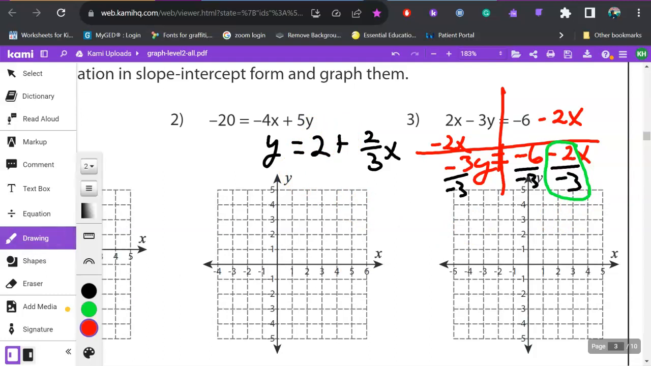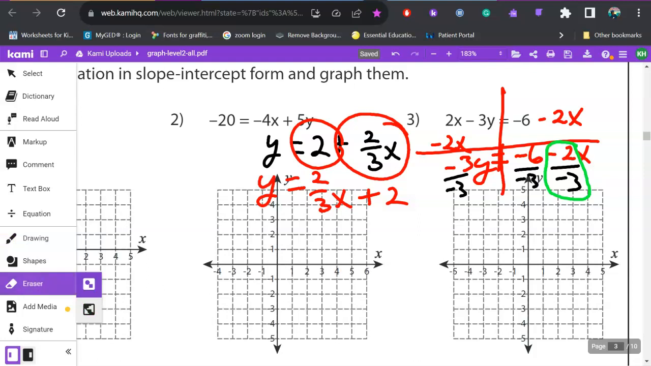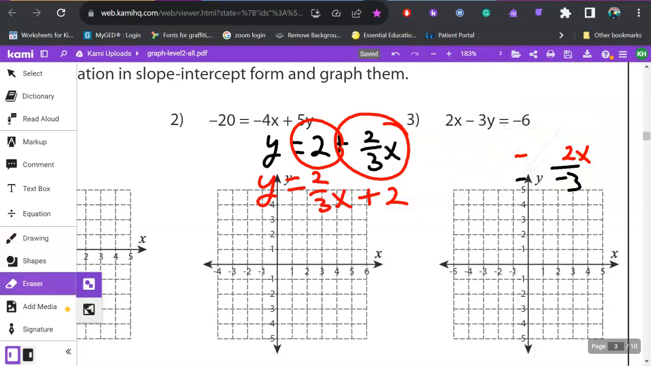So if I rewrite it, I'm going to rewrite it like this. I'm going to keep my y here, but I'm going to put my positive mx number first, so +2/3 x, and then my positive b number, +2. That way I can look at it like that and it'd be easier for me to graph, okay? So now I'm going to go over here and graph.